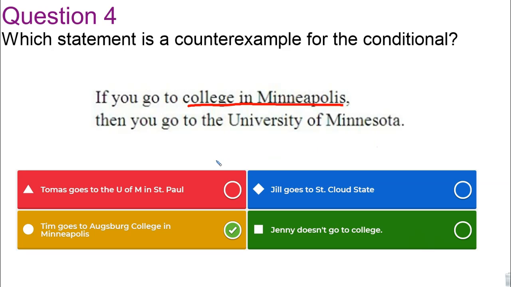The reason these other ones don't work, real quick: Thomas goes to the U of M in St. Paul. That's not Minneapolis, so that doesn't satisfy my hypothesis. Joe goes to St. Cloud State. Again, that doesn't satisfy the hypothesis. That's not going to college in Minneapolis. Same thing with Jenny doesn't go to college. It doesn't satisfy the hypothesis. The reason that this one works is it satisfies the hypothesis, college in Minneapolis, but it doesn't match up with the conclusion.